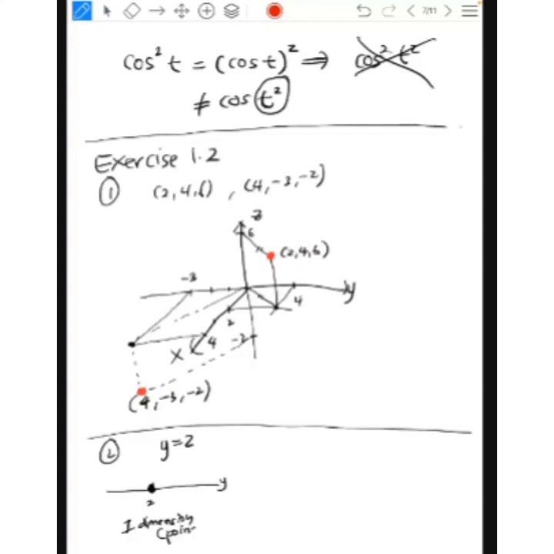Okay, in 2 dimensions, let's say this is 2. So it will be a line in 2D. In 3 dimensions, it will be a plane. So let's say this is 2.